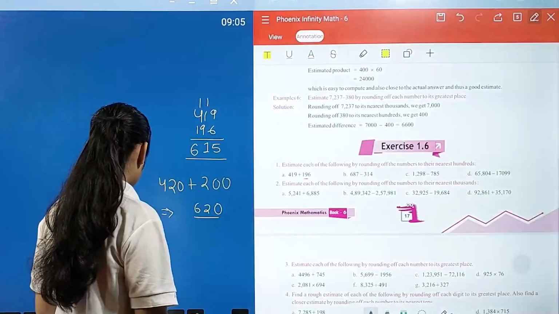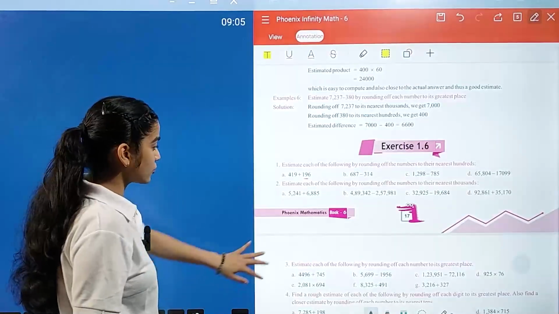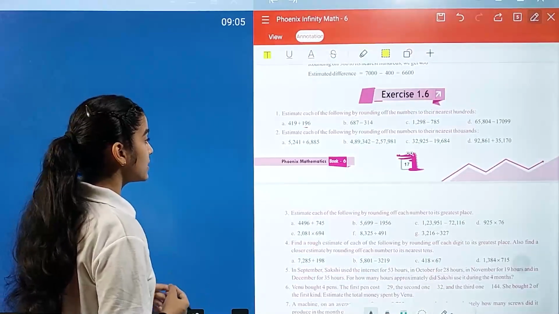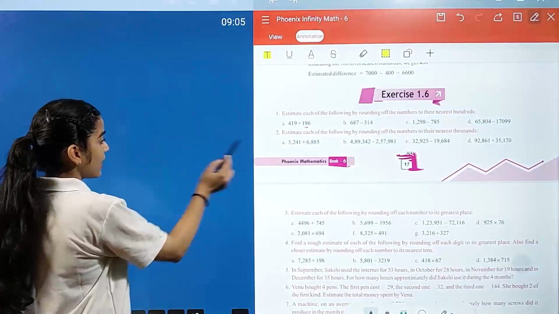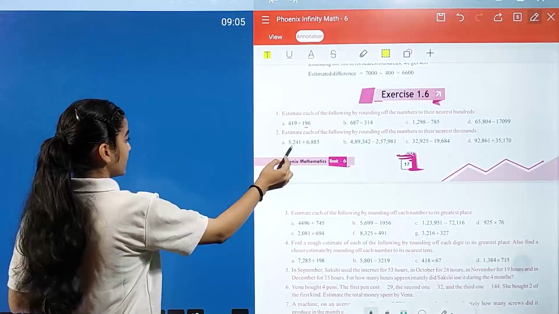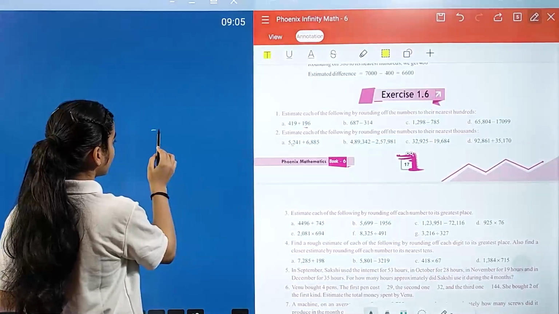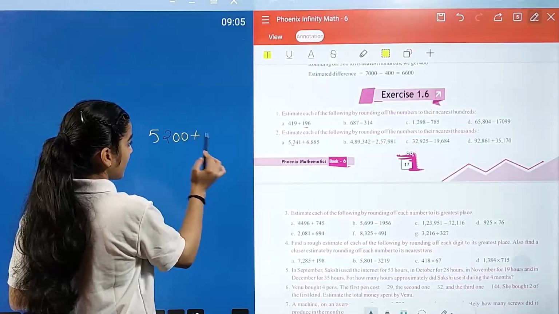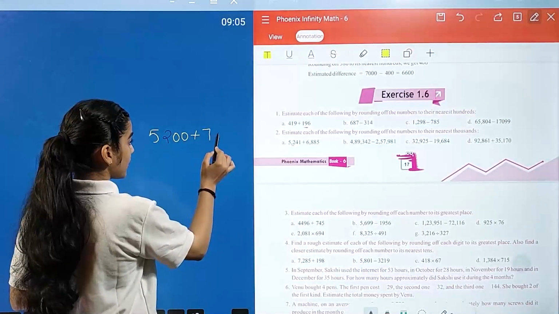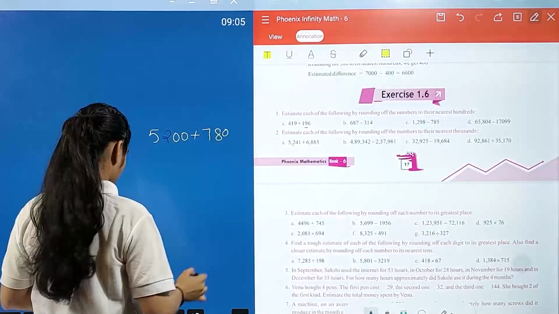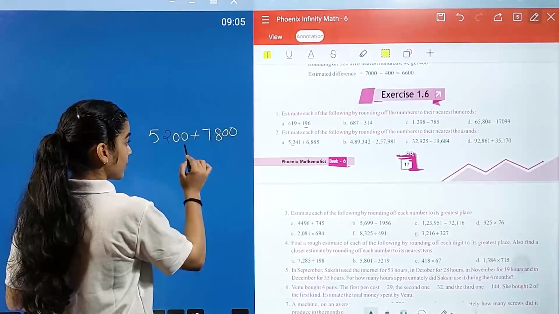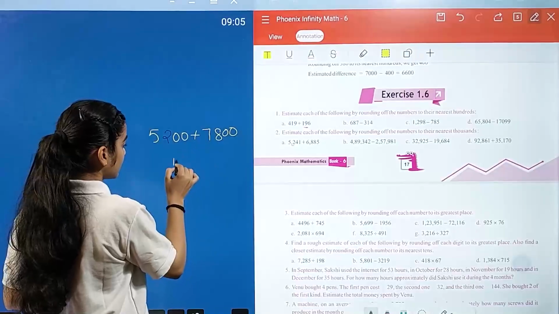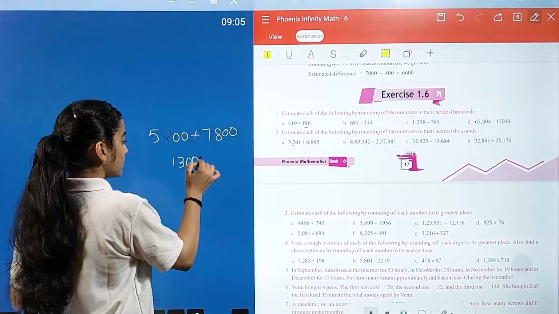Next question, you have to do it on your own. We shift to question number 2. Estimate each of the following by rounding off the numbers to the nearest 1000. So here we have 5,241. Hundreds place we have 2, so we have to shift our number to 5,200. Then we have to add this. So it means 800. By adding 5 and 7, 12,000 and 13,000, your answer is 13,000.